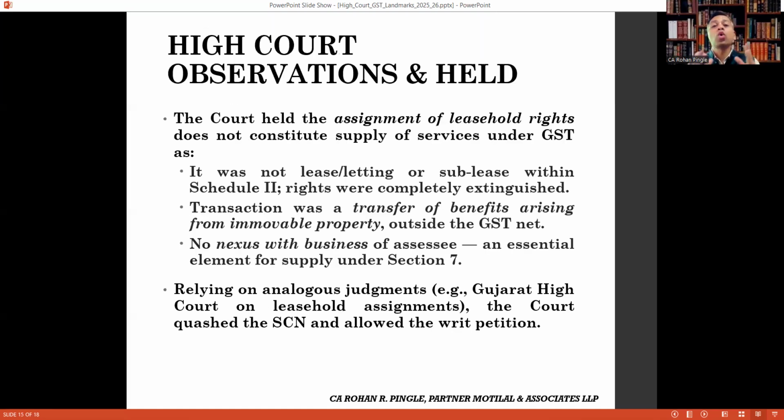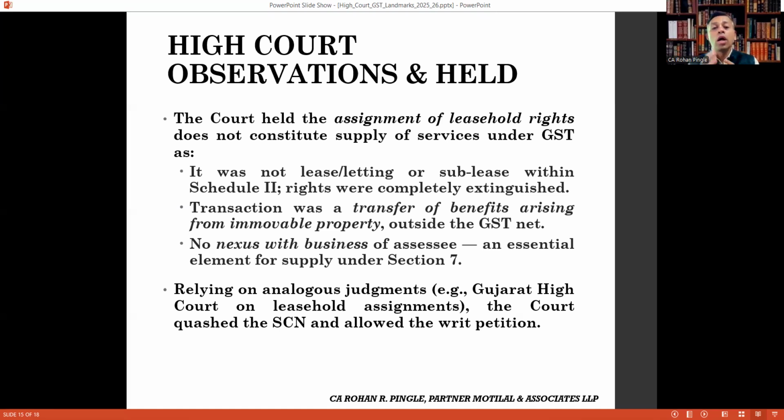So let's see what the High Court observed and held. The court held that the assignment of leasehold rights doesn't constitute supply of services under GST. Why? It was not a lease, letting or sublease within Schedule 2. Rights were completely extinguished. The transaction was a transfer of benefits arising from immovable property, outside the GST net. So there was no nexus with the business of the assessee, an essential element for supply under section 7.